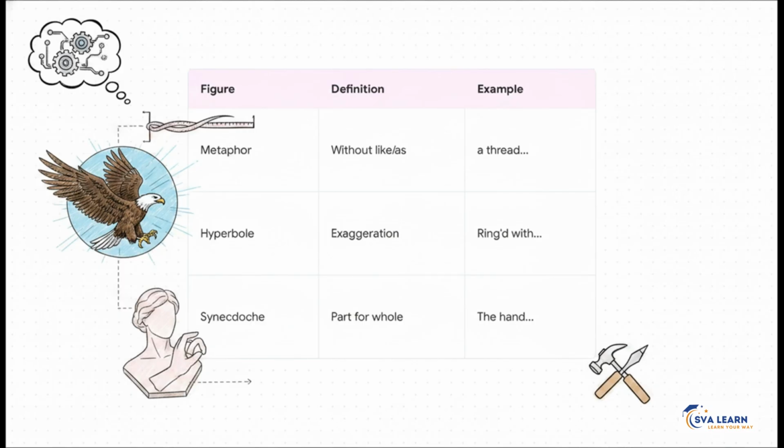And finally, synecdoche, which is just a really fun word to say. It uses a small part of something to represent the entire whole, like saying the hand that mocked them when you're actually talking about the entire sculptor. These are the advanced tools master writers use to hack human imagination.